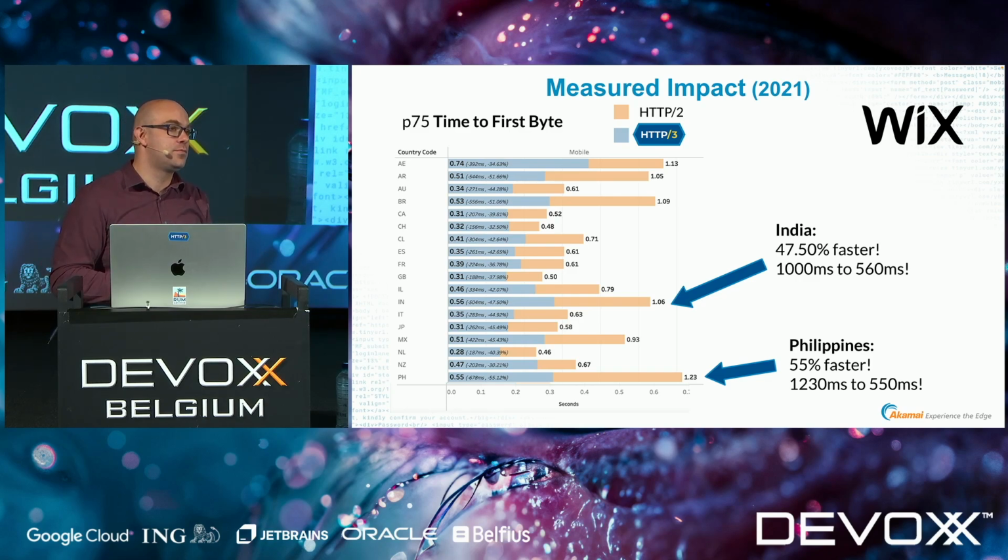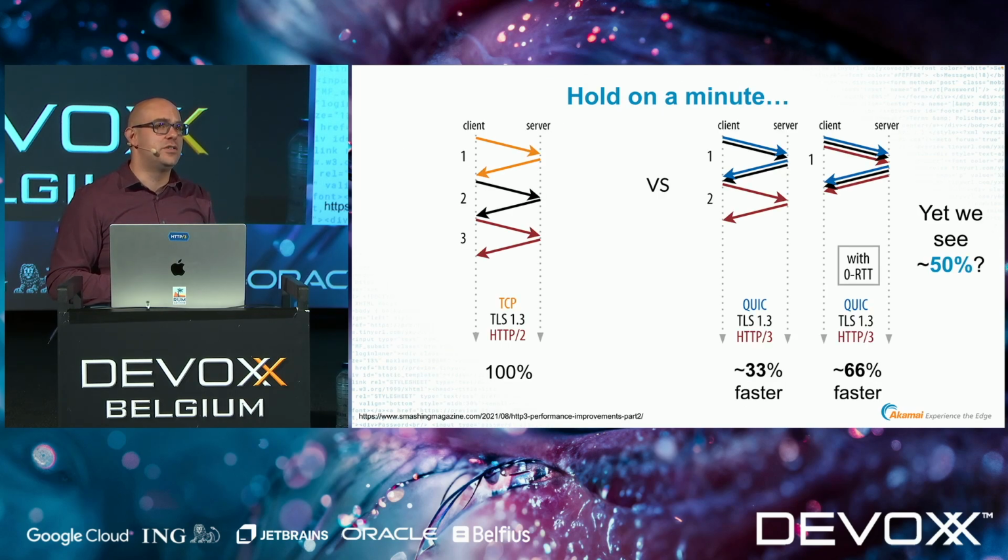Amazing results. Now this is where it can hurt you to have an academic in your team, people. Because when I saw these results, I got very skeptical. Let's look back at the theory that we introduced in the beginning. HTTP2 should be 3 round trips, right? The TCP, then TLS 1.3, and then the HTTP request, 3. On QUIC, we would either have 2 round trips with the normal handshake, which is 33% faster, or with 0 RTT, we would get 1 round trip, which is 66% faster. And somehow, they're getting 50. How the hell are they getting 50?